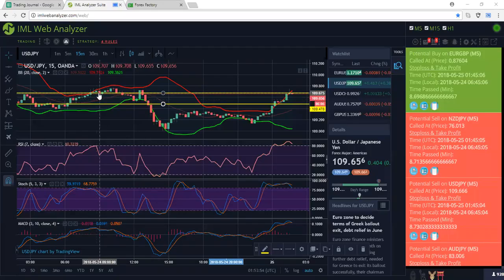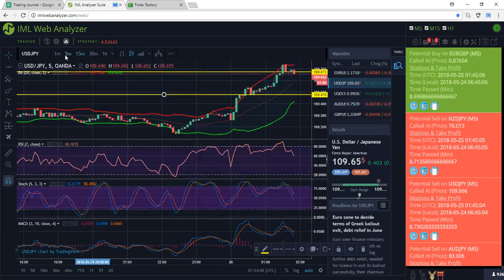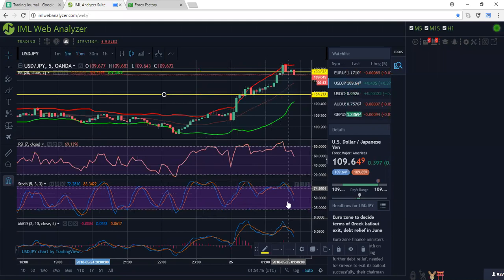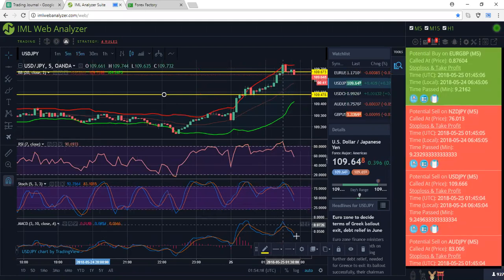USD JPY using the 4 rules. The yellow lines that I have on here are support and resistance, and we'll go over why I draw that. As you can see, the trade was called here where this green candle closed outside of the Bollinger Band. All 4 rules matched up. The RSI came above 80 and crossed down. The stochastic came up, crossed over the red, and came down. MACD came up, crossed over the red, and came down. So that was one confirmation.